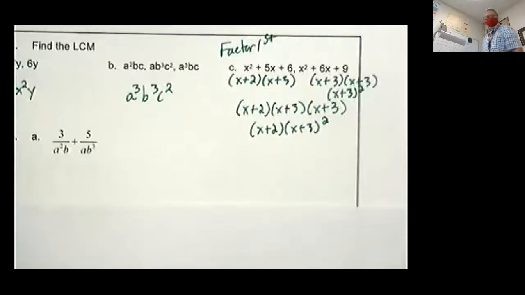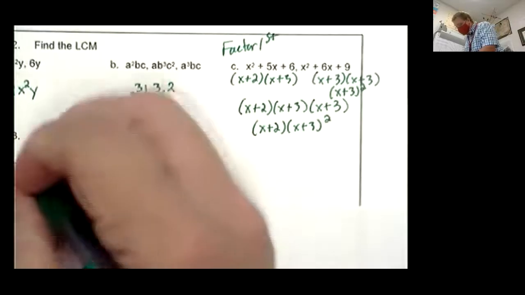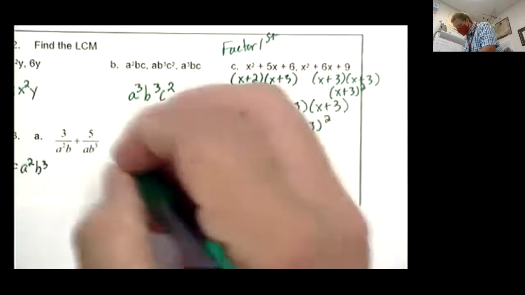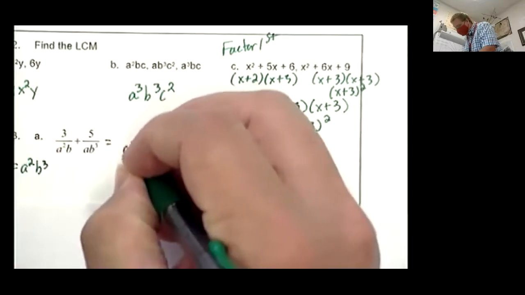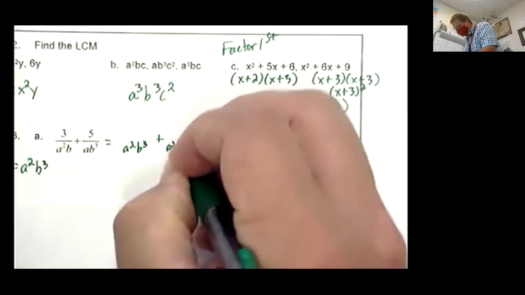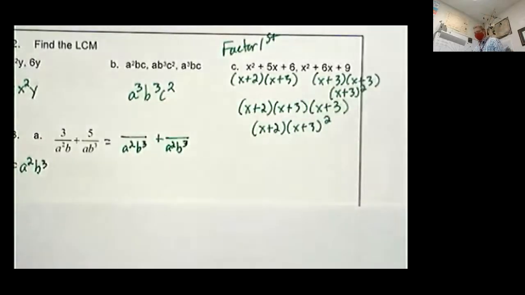And here we go. So 3 over a squared b plus 5 over ab squared. First, we want our least common denominator. For our variables, that's the most they appear. There's an a squared, there's a b cubed. So we're going to rewrite this in terms of a squared b cubed plus a squared b cubed. Hopefully later on you can skip this step, but for now we're going to do this step.